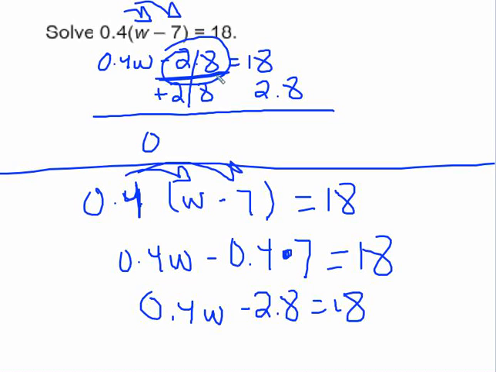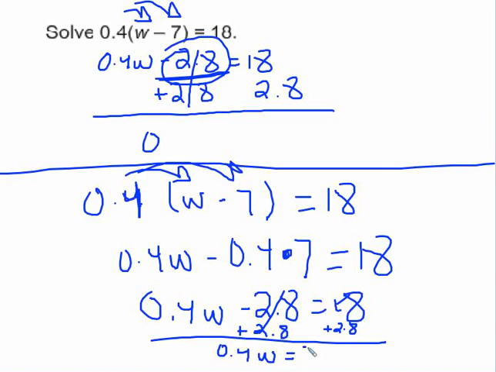Okay, so then we are going to add 2.8 to each side. And I'm going to get 0.4 w is equal to 20.8. I'm going to divide by 0.4 on each side. I'm going to get my final answer of w is equal to 52.